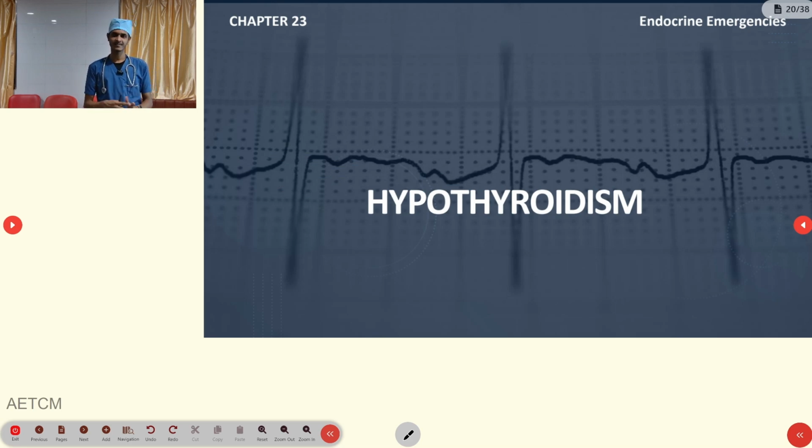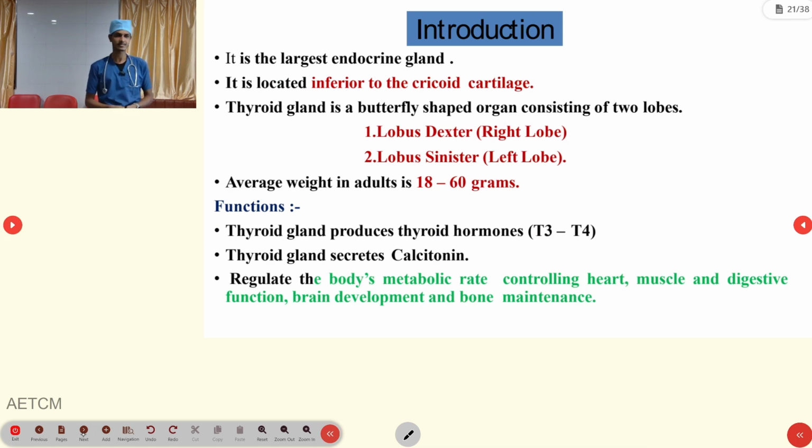So as you are all aware, we started the endocrine emergency series. In the last 3 presentations we discussed the diabetic emergencies. In the upcoming 2 presentations we'll see the thyroid-related emergencies, that is hypothyroidism and then hyperthyroidism. In this presentation we are mainly focusing on hypothyroidism. Before getting into hypothyroidism, we'll see some flash notes regarding the anatomy of the thyroid gland.